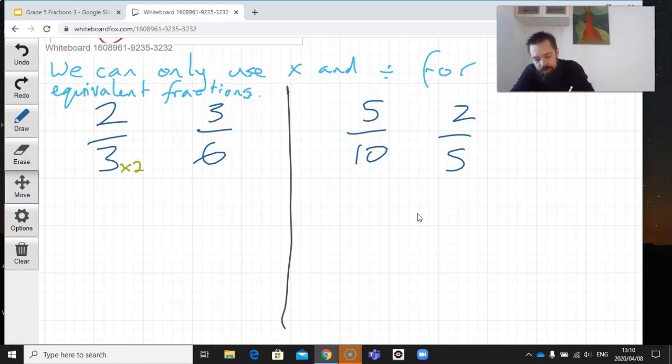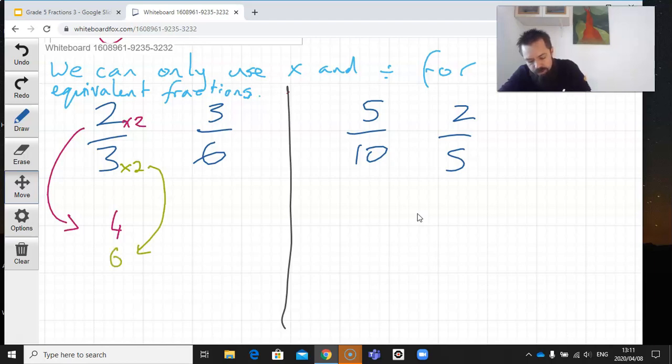So what you've got to remember is that what you do to the bottom, you do to the top. What you do to the top, you do to the bottom. Right, so if I times my 3 by 2, I also need to times my 2 by 2, which means my new numerator is a 4, because 2 times 2 is 4. And my new denominator is 3 times 2, which is 6. Right, so now I'm looking at 4 over 6. I've just changed it. I found an equivalent fraction.